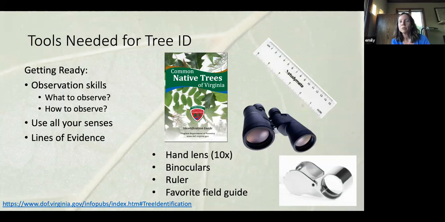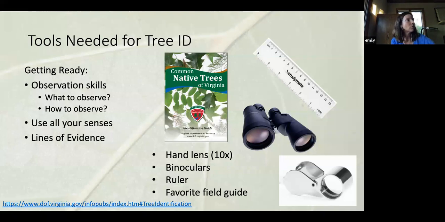And I like to use something called multiple lines of evidence. So I might see the leaf, but I also like to verify that by looking at the bark or the fruit or the flower, other pieces of the tree as well, and where I'm standing, because those all will give me hints of whether or not I've got the right ID for a plant.